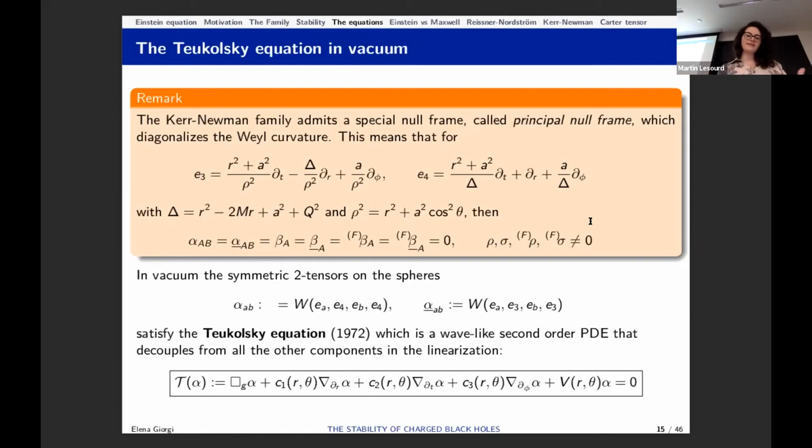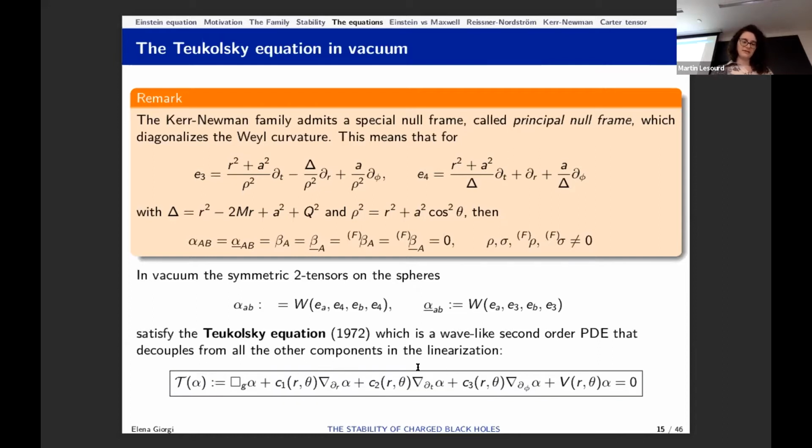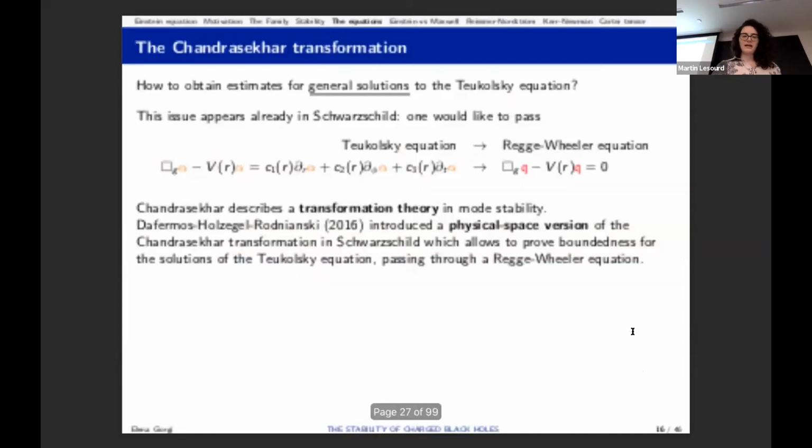And in fact, it is well known since the 70s, as shown by Teukolsky, that the symmetric traceless tensors alpha and alpha bar satisfy what is called the Teukolsky equation, which is decoupled from everything else. The structure of this equation is the d'Alembertian, and then it has some first order terms of the form nabla dr, nabla dt, nabla d phi, and a potential. And this is what physicists back then were studying to prove mode stability and so on.